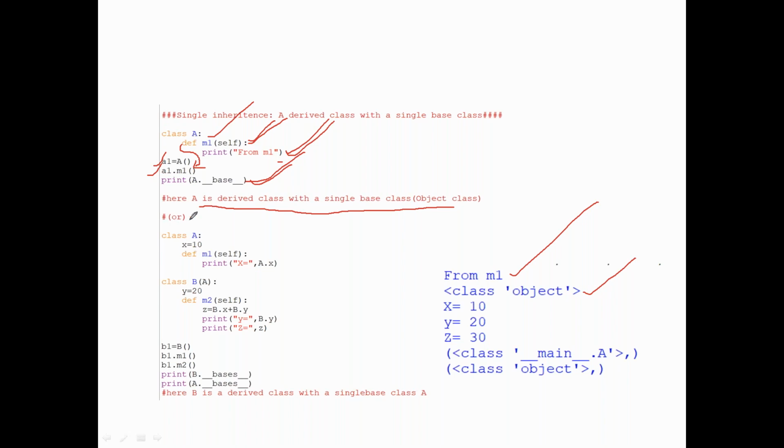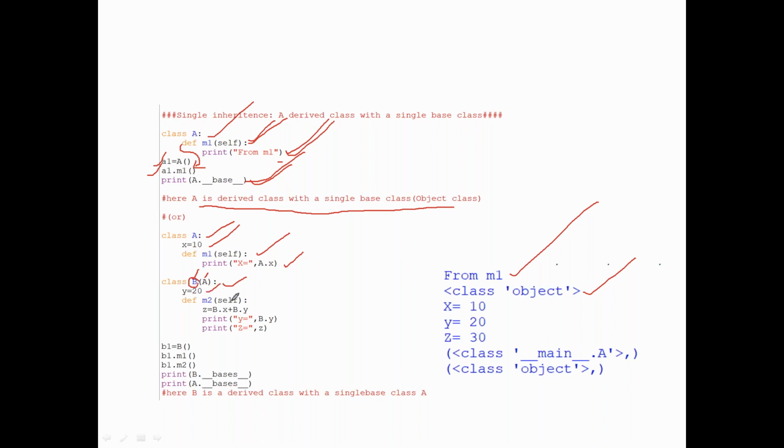In class A, x equal to 10. The other method I'm doing is def m1(self) and print the x value. Similarly, class B of A. B of A is nothing but B is going to be another class, and B is a child class which is inherited from A class. That is nothing but A will behave like a mother class, and B behaves like a child class or a derived class. y equal to 20.